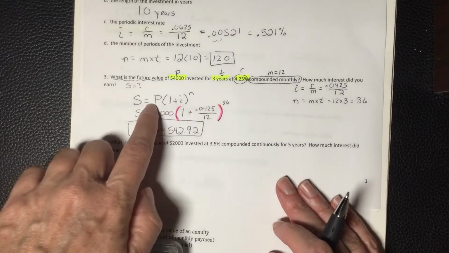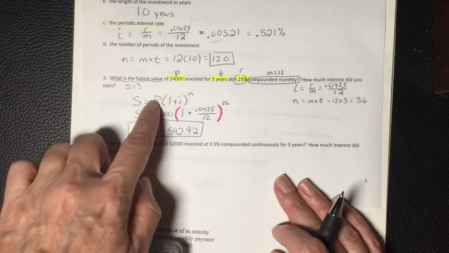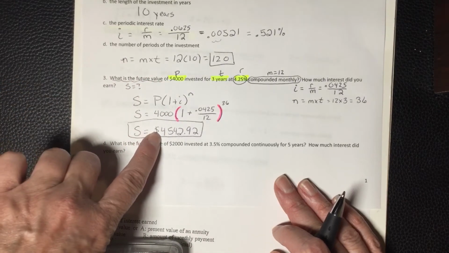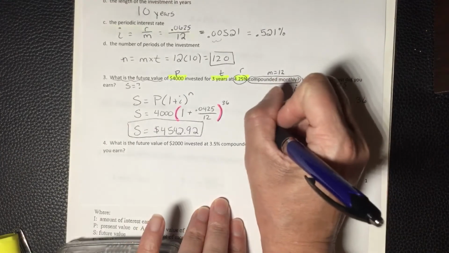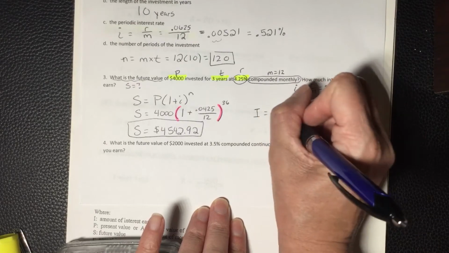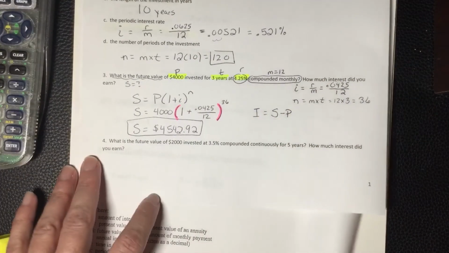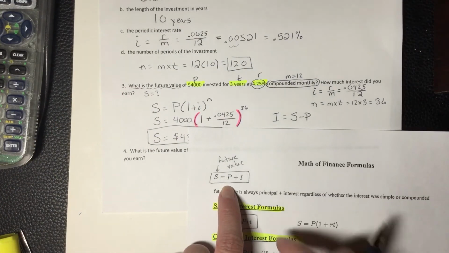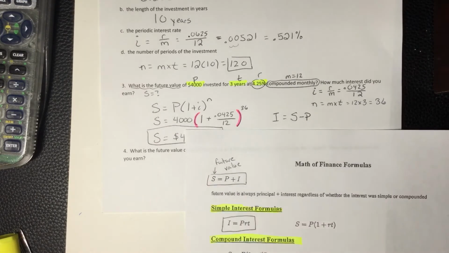if I take the principal and the future value, the interest is how much it changed from here to here. So it went from 4,000 up to 4,542. So in order to get interest, I can always do future value minus principal. Now I'm getting this from the formula chart, but I am rearranging it a little bit. I'm taking this formula and I'm just solving it for I, so I'm moving the P over.